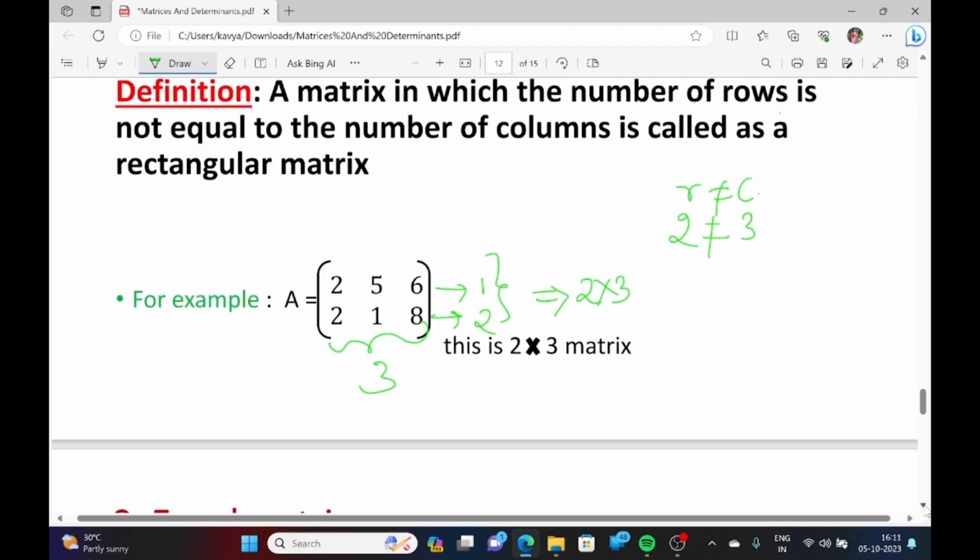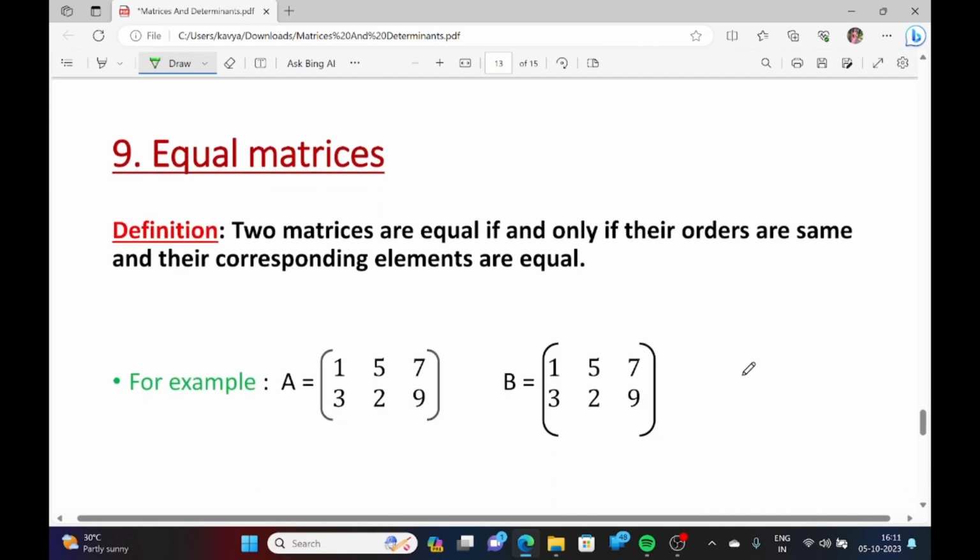Okay. Next, equal matrices. Here we have matrices. Matrix is the singular form and matrices is the plural form. So to compare two matrices, we need two matrices. Two matrices are equal if and only if their orders are the same, and their corresponding elements are also equal.